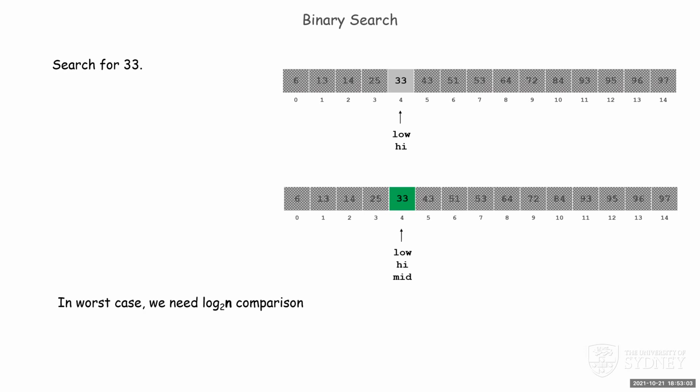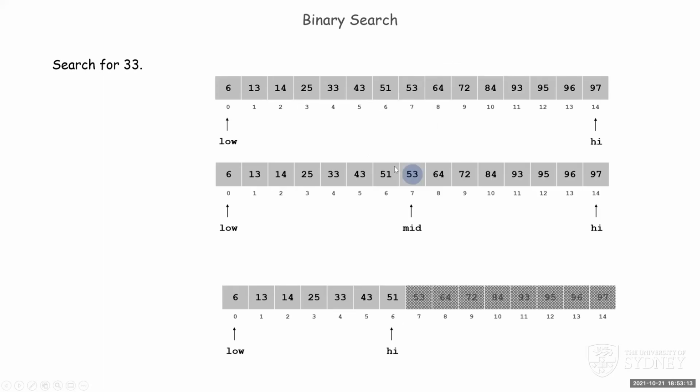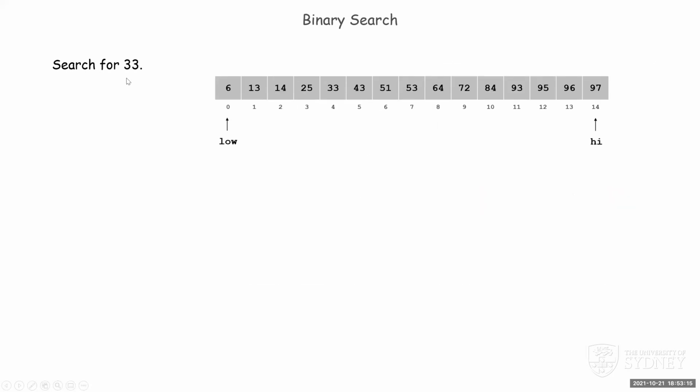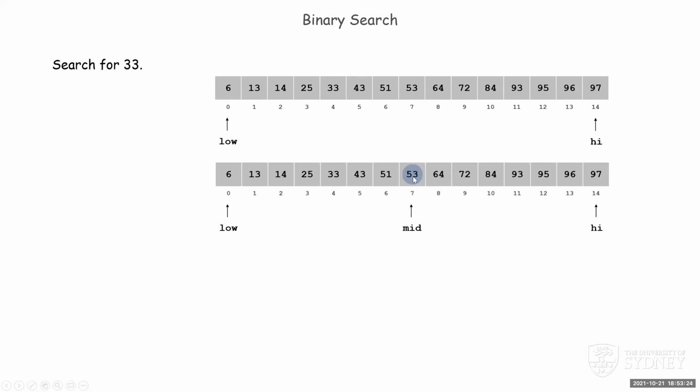Someone is asking, how does the search know that position 4 has 33? It doesn't know in which position we have it. We figured that out by always calculating the middle position. It's not checking there one by one. What it is doing is only comparing 53 with 33. That is the first comparison.